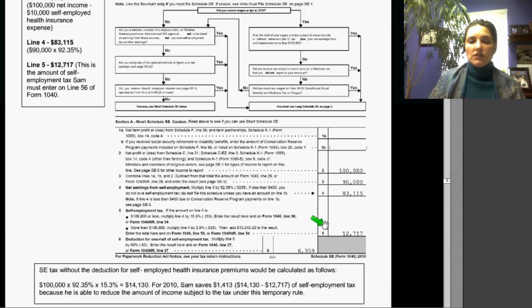Line 5 carries to the back page of Form 1040 and is entered on line 56. This is the self-employment tax that Sam McGee owes. Line 6 is 50% of line 5, and it represents the deduction for 1/2 of the self-employment tax. Now, why is there a deduction for 1/2 of self-employment tax? Well, the reason for that is that normally when you are an employee, your employer pays half of your payroll tax for you. But when you're self-employed, you have to pay both halves yourself.